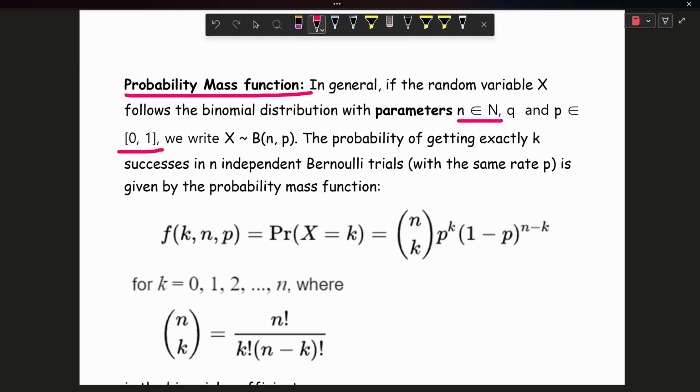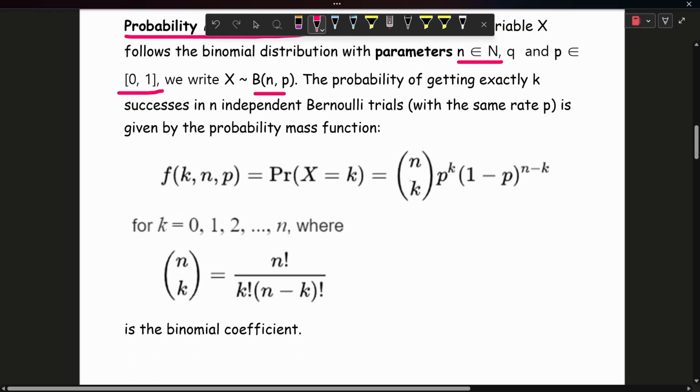P is nothing but 1, that is success, and q is nothing but 0, that is failure. Only two outcomes we have, and it is denoted as B(n, p). The probability of getting exactly k successes in n independent Bernoulli trials can be written in this formula: nCk p^k (1 minus p)^(n minus k). This is a very simple formula.